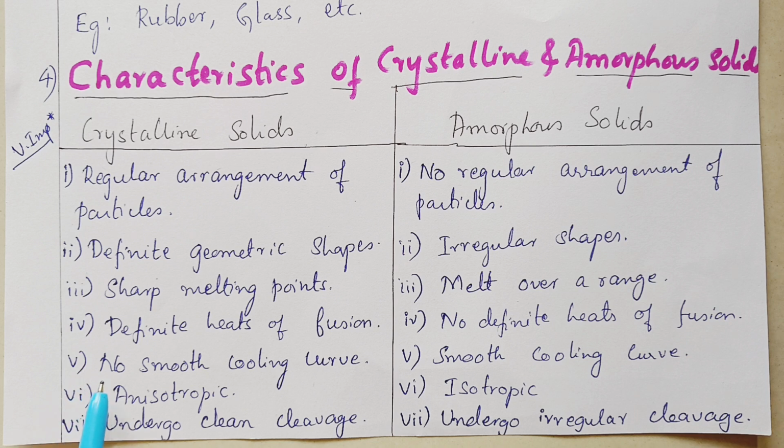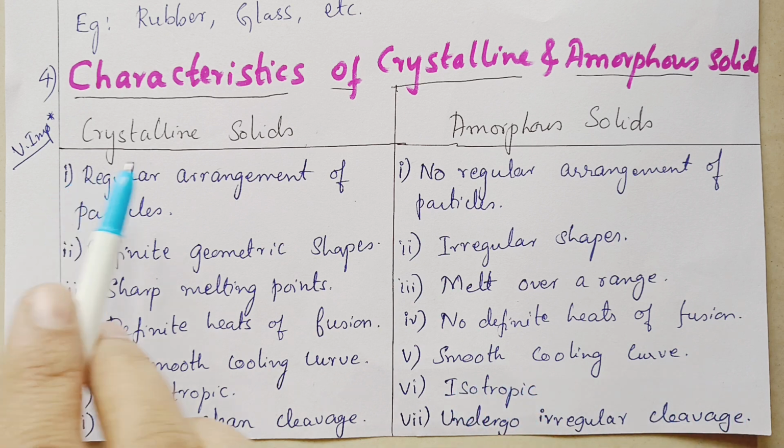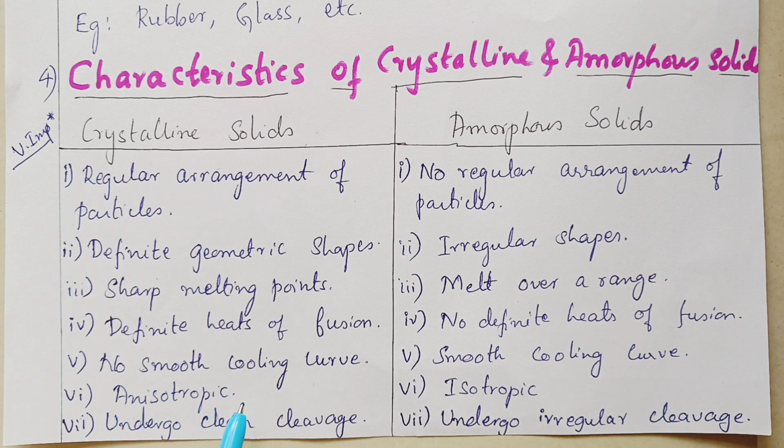Crystalline solids do not give smooth cooling curves, whereas amorphous solids give smooth cooling curves. Crystalline solids are anisotropic in nature. That means they have different properties in different directions. But amorphous solids are isotropic in nature. That means in whichever direction you measure the property, it will be the same throughout. Iso means same properties in all directions.